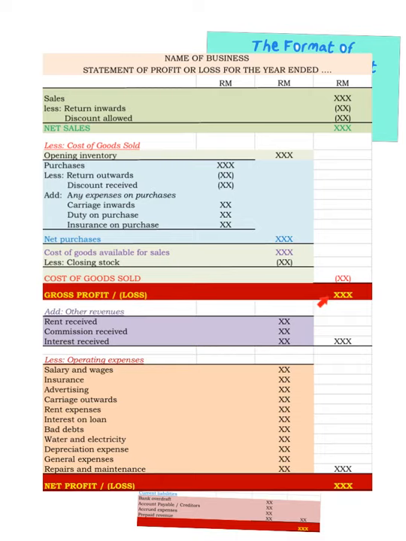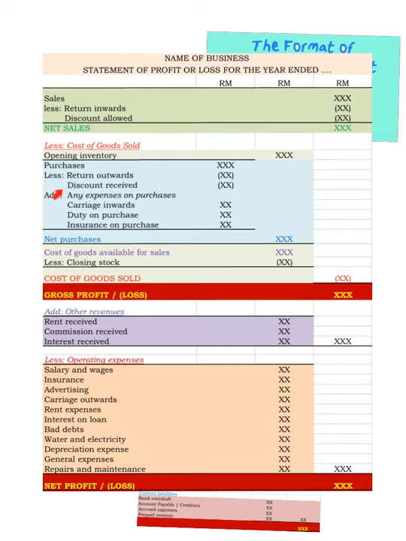Now we want to go to the second part, which is to calculate the net profit, because this is our aim actually, to calculate the net profit. Okay, so what do we do from here? Gross profit, you add with other revenues. What are other revenues that you have received during the period? For example, you might have rented out some of your shop space and then you will receive the rent. So this is the rent received. And then you might also receive some commission when you have sold some consignment goods. Okay, or you put your money in the bank and you receive some interest. So this is the interest received.